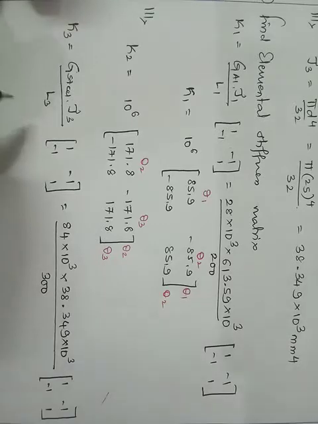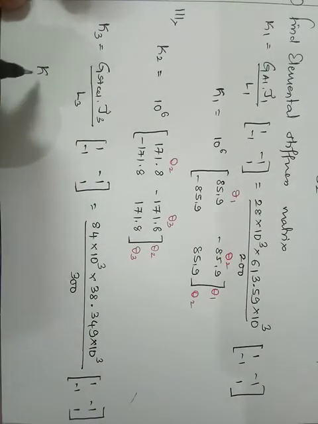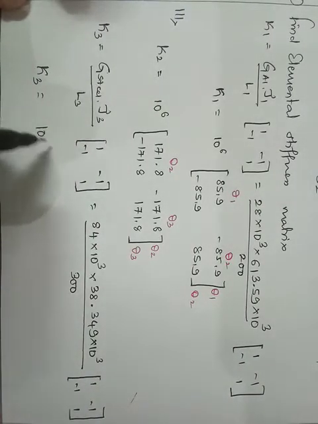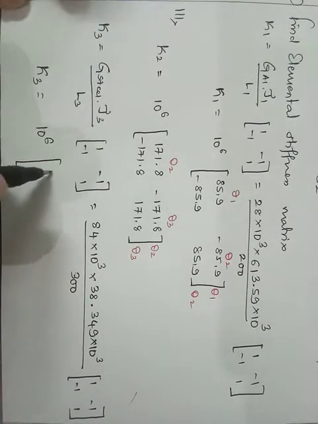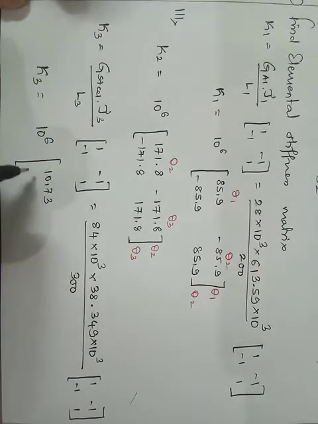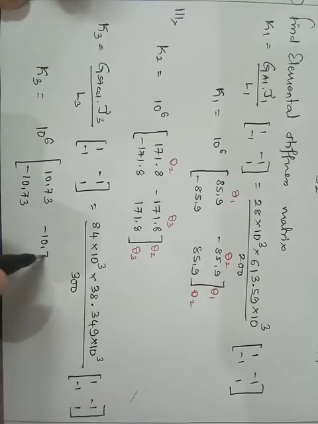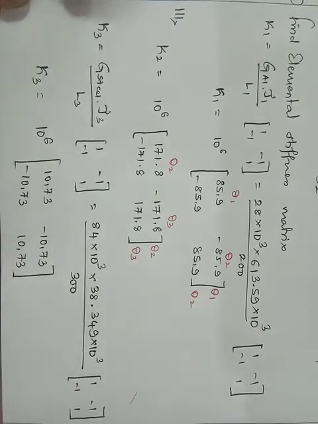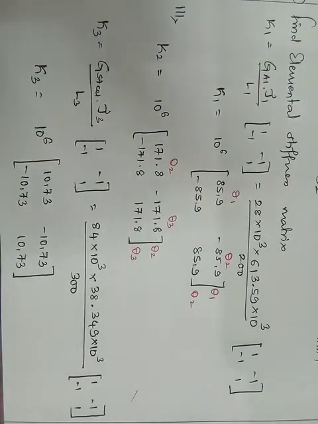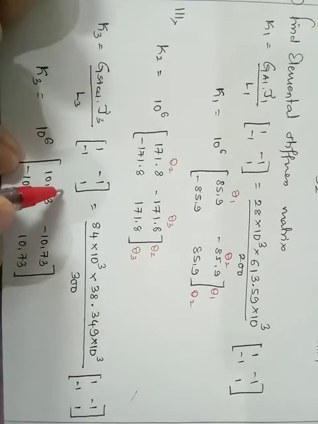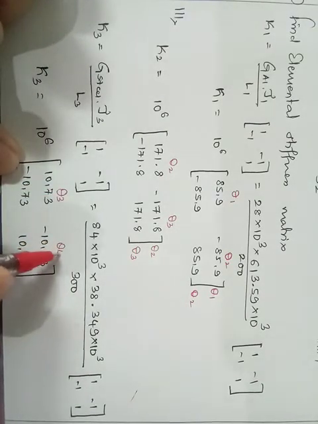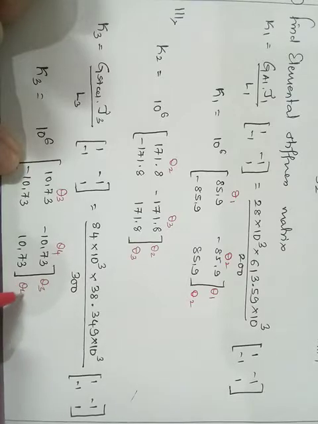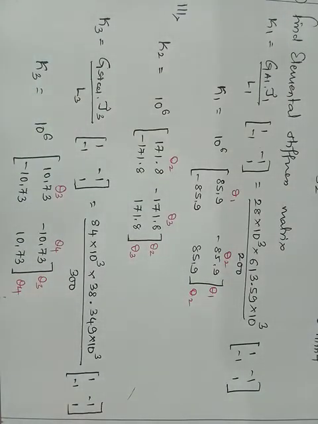If you simplify and resolve this, you will be getting the value of K3 as 10 raised to 6 times 10.73, minus 10.73, minus 10.73 and 10.73. Once again, please don't forget to write the associated nodes. It is very important, right? So it is theta 3, theta 4, theta 3 and theta 4. So this will be the first step, which is calculation of the elemental stiffness matrix.